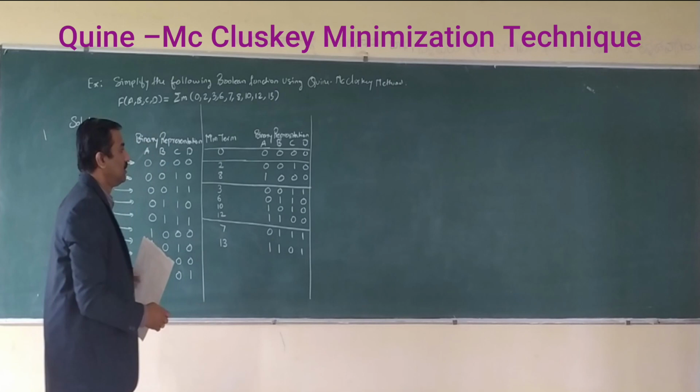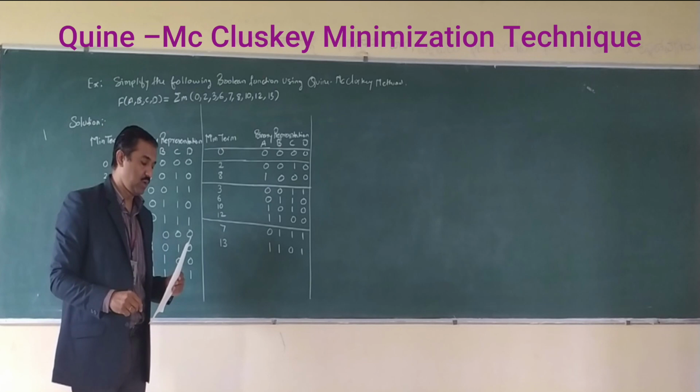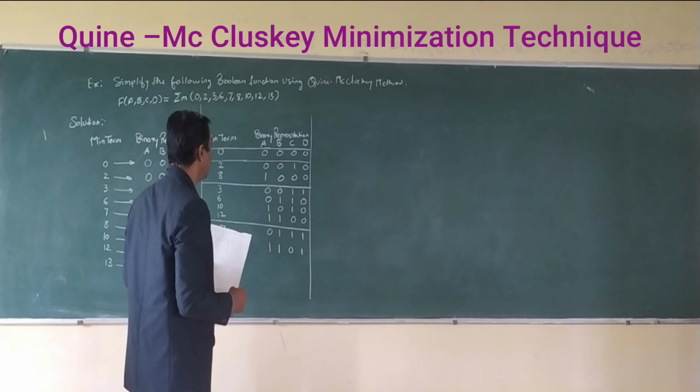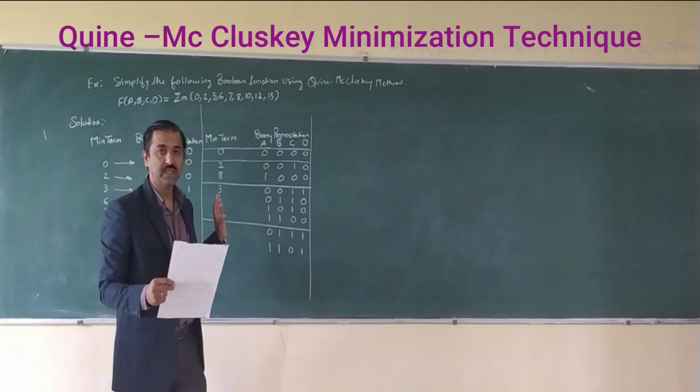So students, step 2 is very clear for you. Arrange all the min terms according to the number of ones in the binary representation of those respective min terms. Fine. Step 1 is clear. Step 2 is clear. Now, very, very important.